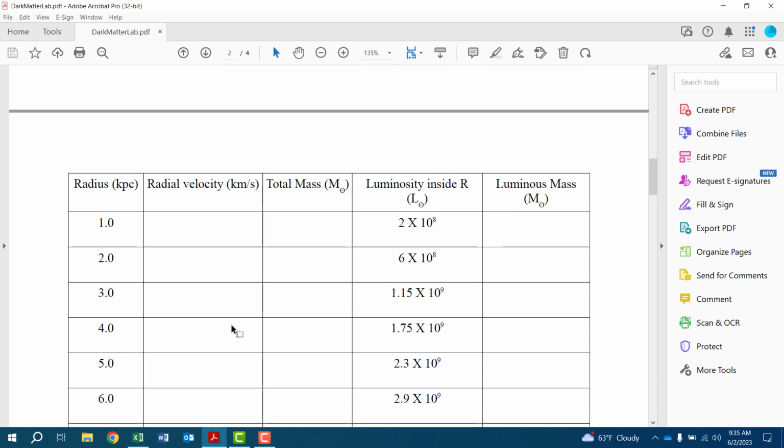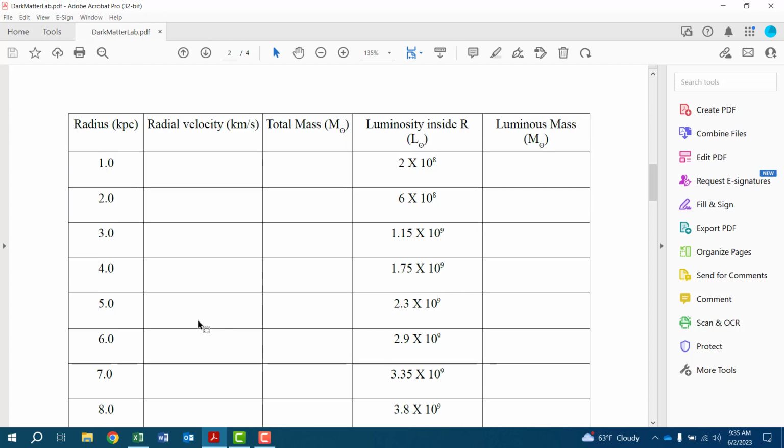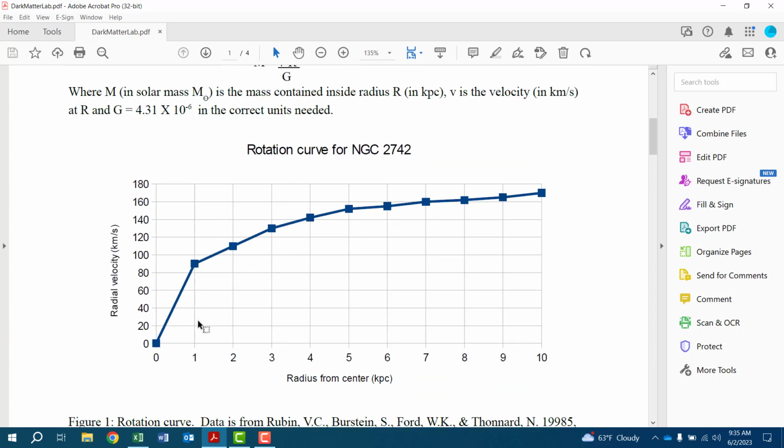Okay. So what I'm going to do is take the data off this graph. Here are the various radii from 1 to 10 kiloparsecs, and we read the velocities off the graph by looking at their vertical coordinates. And that requires some interpolation because they've only marked off the velocities in intervals of 20 kilometers per second. A kilometer per second is something like 2/3 of a mile per second.